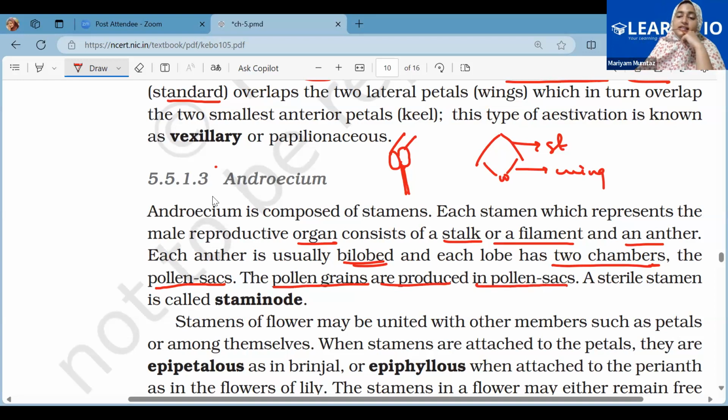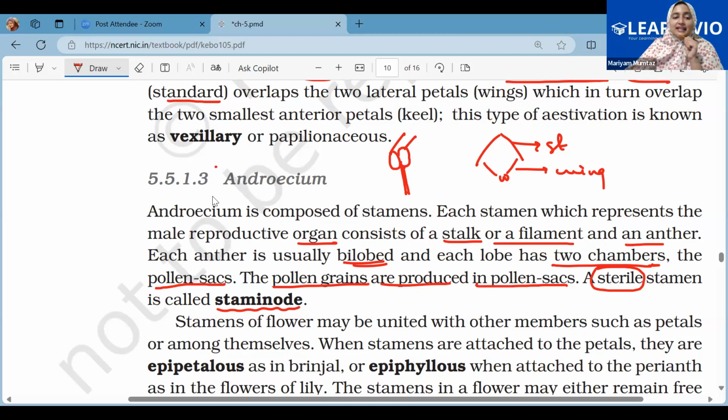After that, a sterile stamen is called a staminode. A sterile stamen. What is the meaning of sterile? Anyone? No. See, sterile is the opposite of fertile.